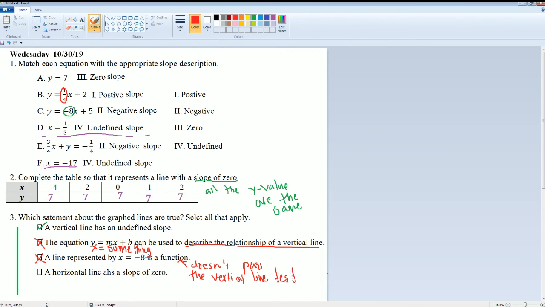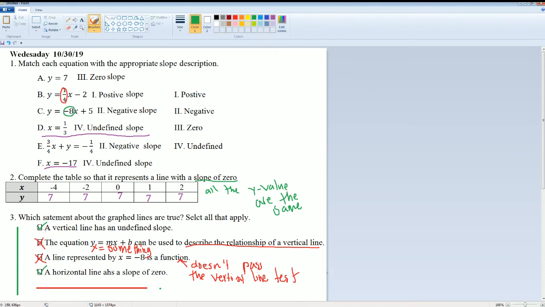A horizontal line has a slope of 0. A horizontal line looks like this. Does that have a slope of 0? Yes, that does have a slope of 0. So we would put a check mark here.